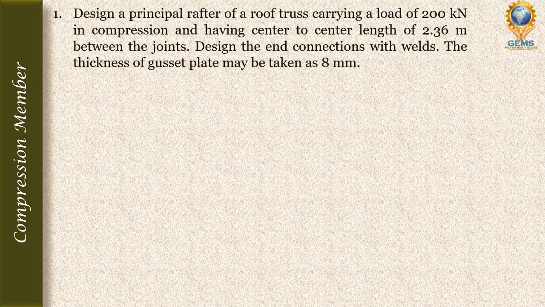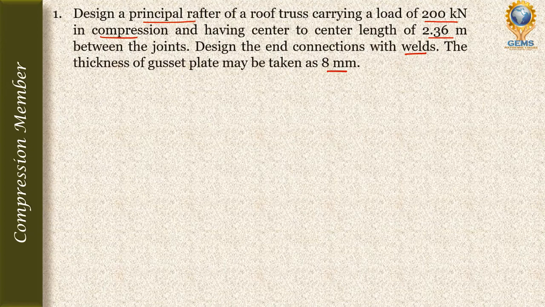First question. Design a principal rafter of a roof truss carrying a load of 200 kN in compression and having a center to center length of 2.36 meter between the joints. Design the end condition with welds. The thickness of gusset plate may be taken as 8 mm. So here we have to design a principal rafter.